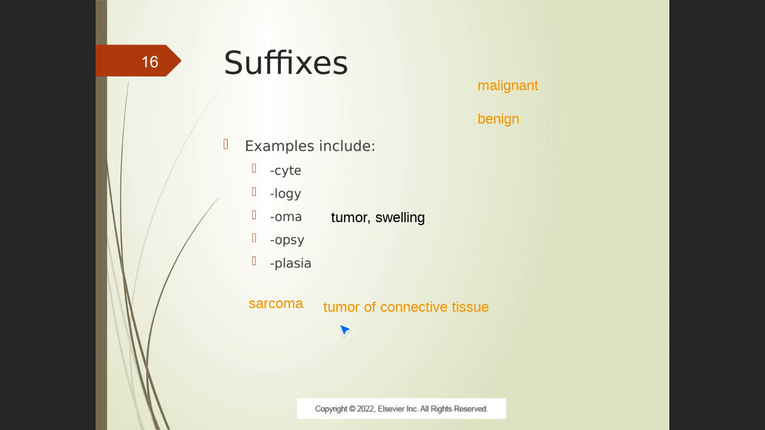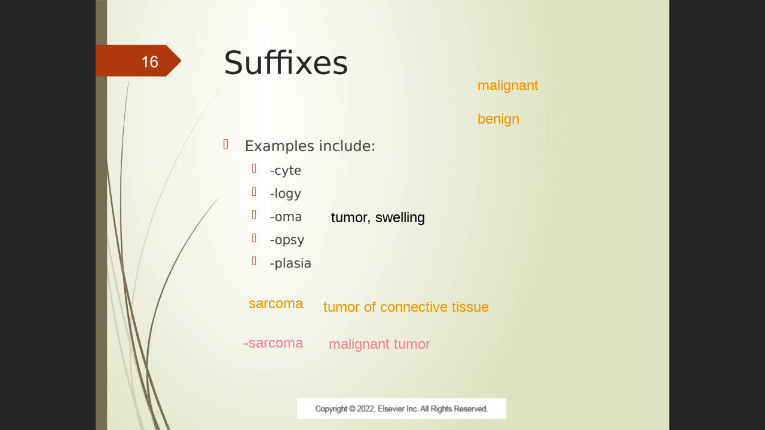So sarcoma is a tumor of connective tissue. Sarcoma can also be used as a suffix in itself, and you can see it on page 21. If you see it like this, that means it's a word. If you see it like this, that is a suffix, and sarcoma as a suffix means malignant tumor.